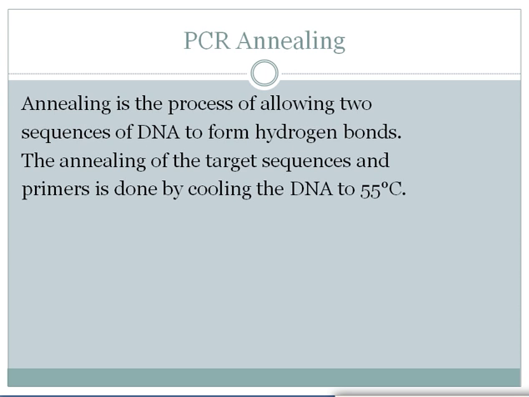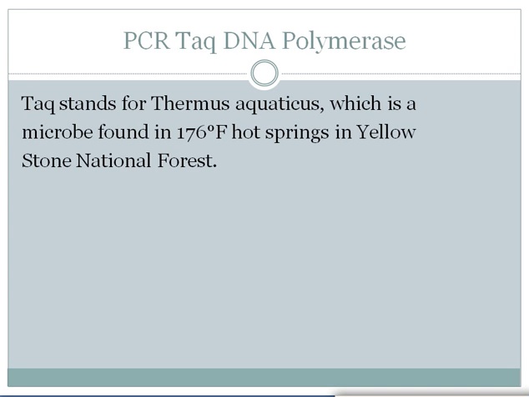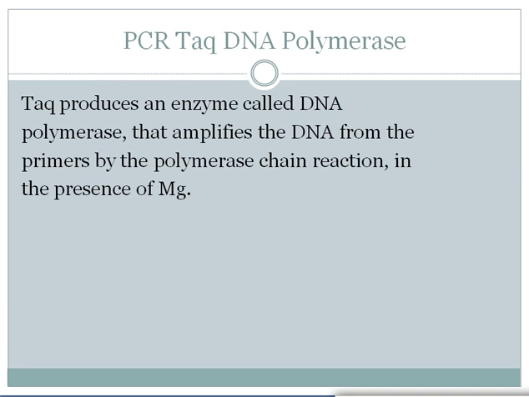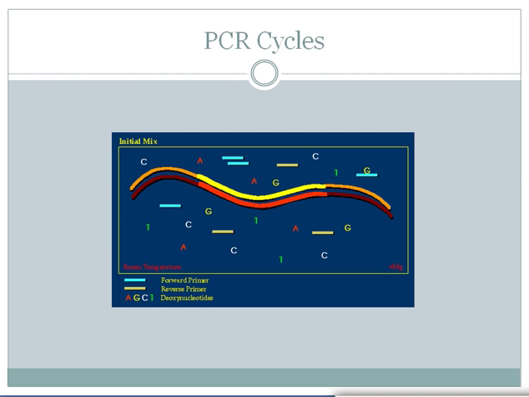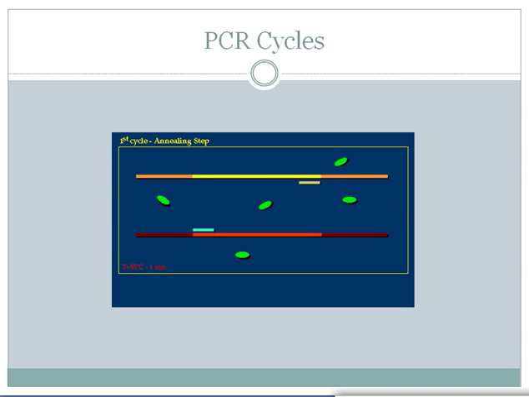Annealing is the process of allowing 2 sequences of DNA to form hydrogen bonds. The annealing of the target sequence and primer is done by cooling the DNA to 55 degrees centigrade. Taq is Thermus aquaticus, a microbe found in 170 degrees Fahrenheit hot springs in Yellowstone National Park. Taq produces an enzyme called DNA polymerase that amplifies the DNA from the primers in the polymerase chain reaction, in the presence of magnesium. Next is the diagram of the PCR cycle.